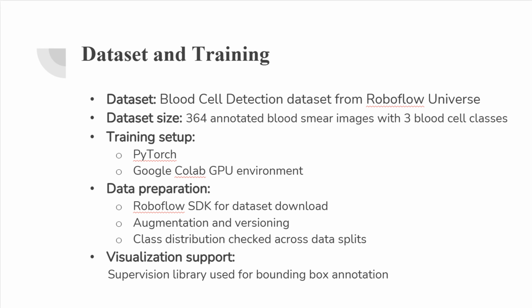The model was fine-tuned on the blood cell detection dataset from Roboflow Universe, which contains 364 annotated blood smear images across the three cell classes. This dataset allows us to train a model for our specific task instead of using a general-purpose image model without adaptation.